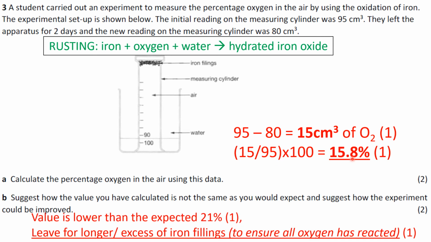So this is not as high as we would expect it, and these are 2 possible reasons. So you get 1 mark for saying that the value is lower than what we expected, and these are your two reasons. We could improve it by leaving it for longer or using an excess of iron filings, and both of these reasons are to ensure that all the oxygen has reacted.